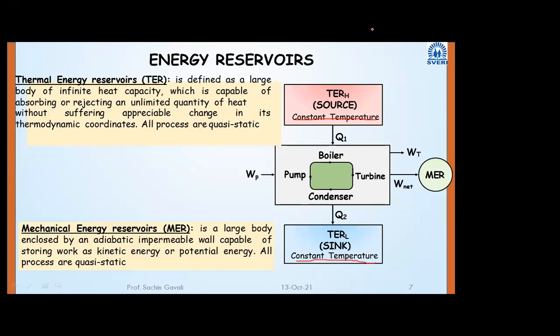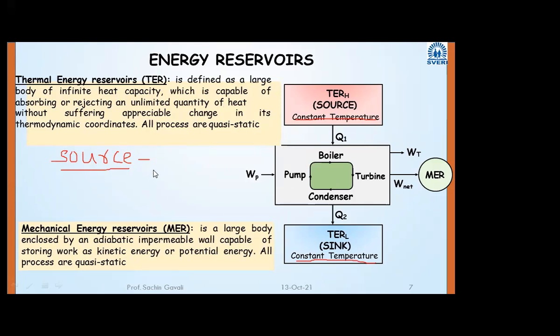Now there are two thermal reservoirs. Tell me the types of thermal reservoirs. Anybody? One is what? Source. Now, what is the definition of source? Anybody? Source and sink. Prathamesh, very good. Correct. So these are the thermal reservoirs, source and sink.